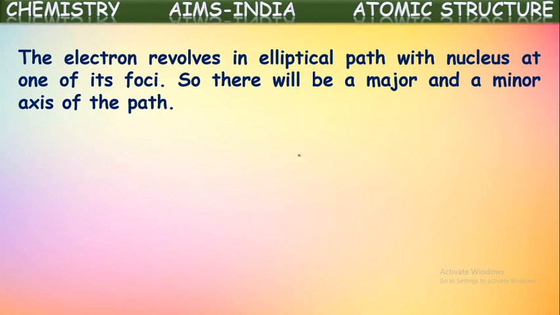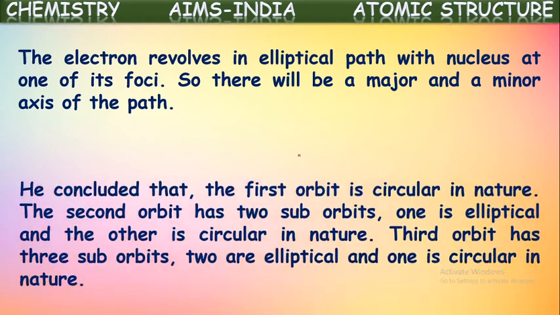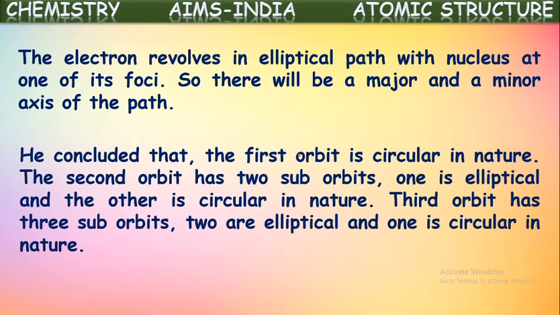The electron revolves in an elliptical path with the nucleus at one of its foci. So there will be a major and minor axis of the path. Yes, as it is in an elliptical shape, there will be a major axis and a minor axis for that path. He concluded that the first orbit is circular in nature.